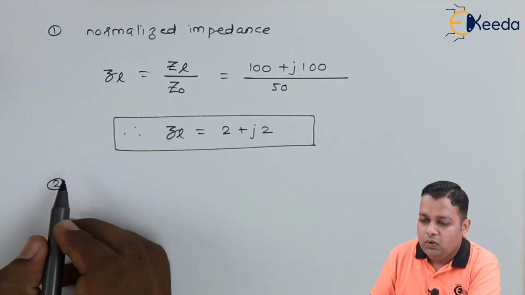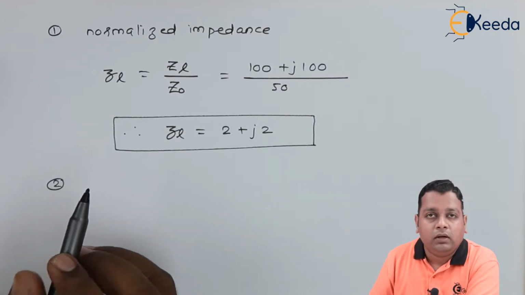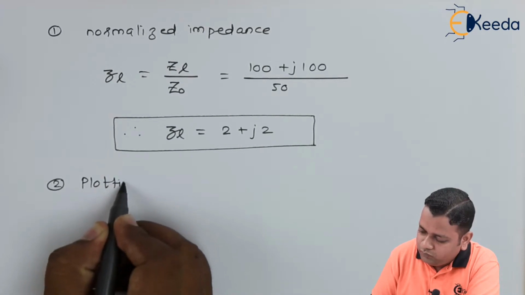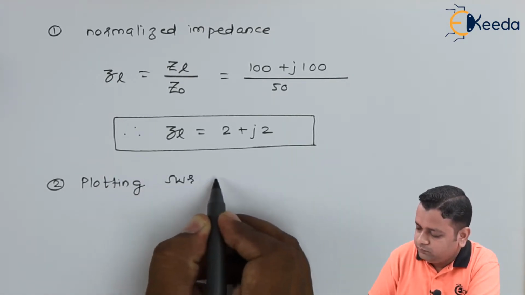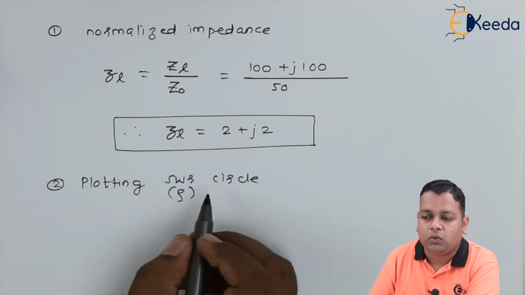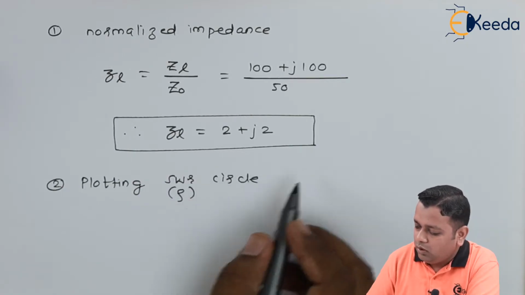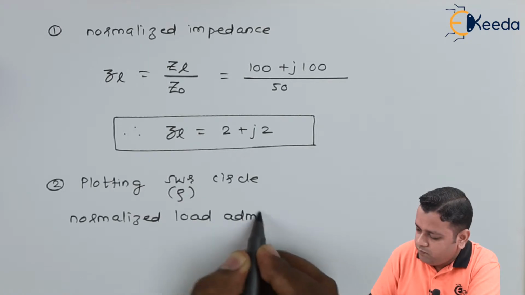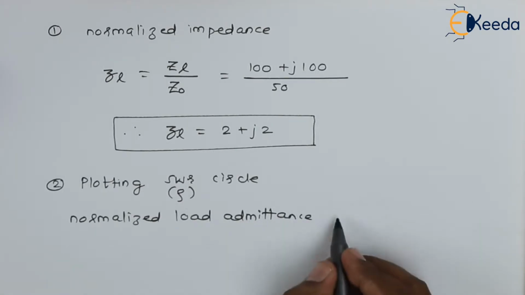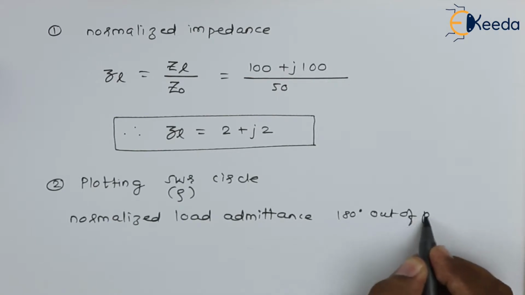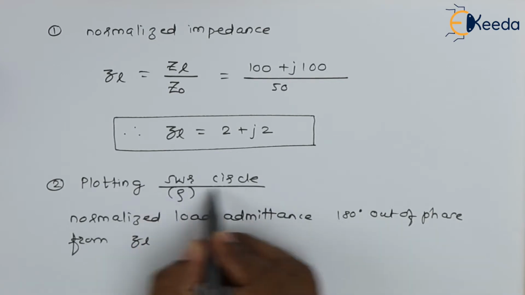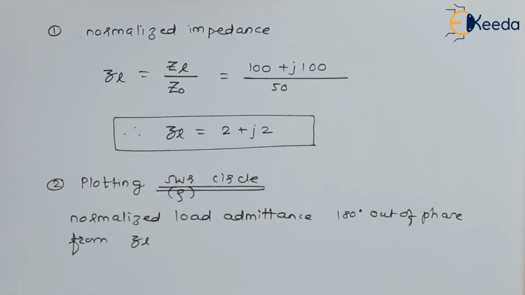In the next step, we get the conversion to the load admittance. For the load admittance, we shall first plot the SWR circle. SWR is represented by the rho symbol here, and we shall read the normalized load admittance, which is 180 degrees out of phase from the normalized load impedance small z suffix L, and it is on the SWR circle here. On the Smith chart, we shall be drawing all these details.